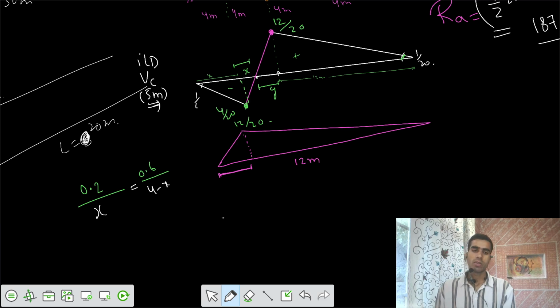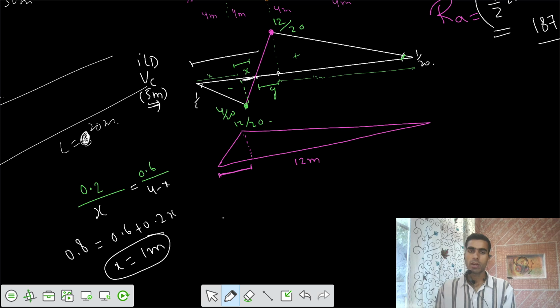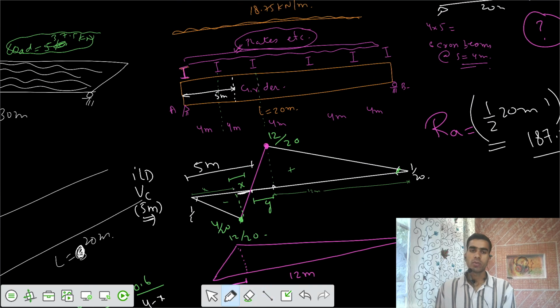Now if I solve that, 0.8 equals 0.6 plus 0.2x, so x equals 1 meter. If x equals 1 meter, that means the total length is 5 meter. So that is the section at C, the quarter span. We are getting shear at this point equal to 0. If the unit load was exactly at this point, I would get a shear equal to 0.